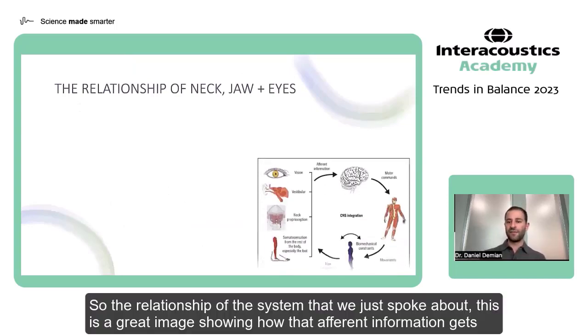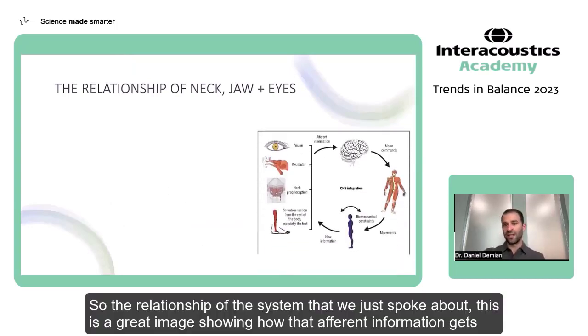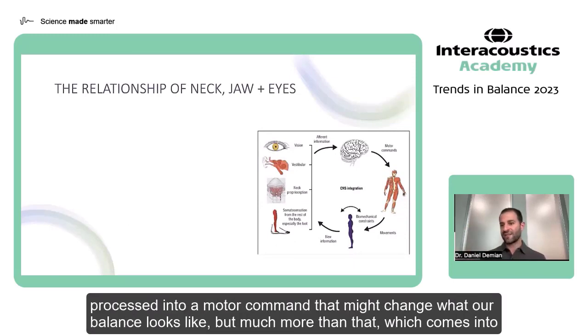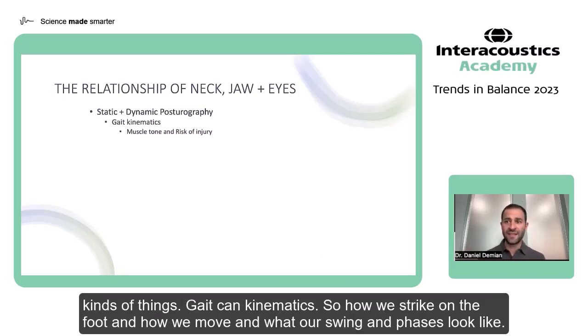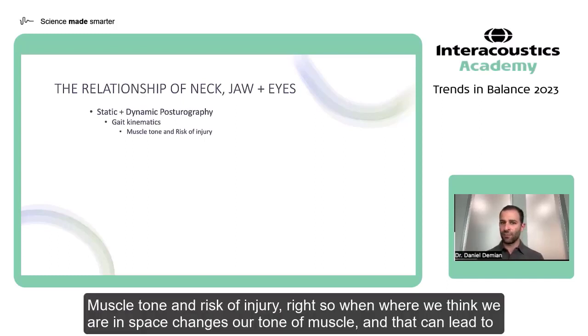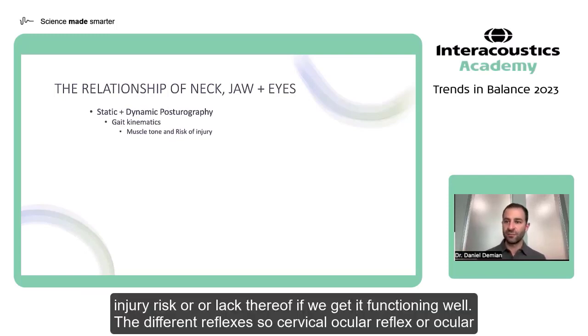So the relationship of these systems that we just spoke about, this is a great image showing how that afferent information gets processed into a motor command that might change what our balance looks like, but much more than that, which comes into things like we can look at the static and dynamic posturography, postural reflexes, and balance markers of those kinds of things. Gait kinematics, so how we strike on the foot and how we move and what our swing and phases look like. Muscle tone and risk of injury, right? So where we think we are in space changes our tone of muscle, and that can lead to injury risk or lack thereof if we get it functioning well.